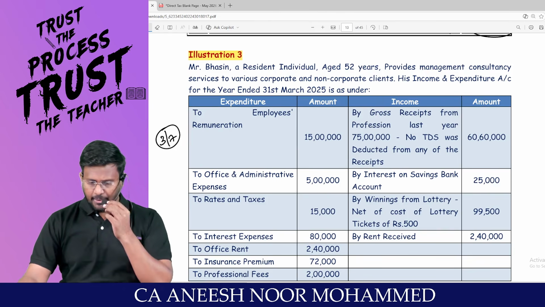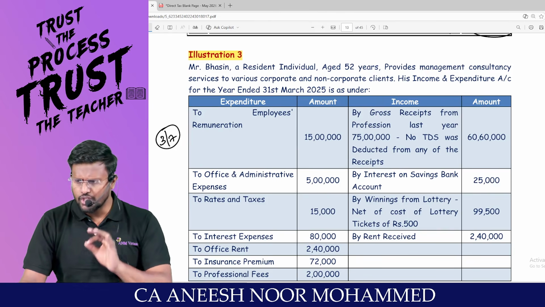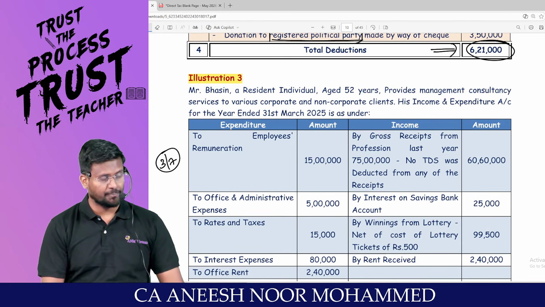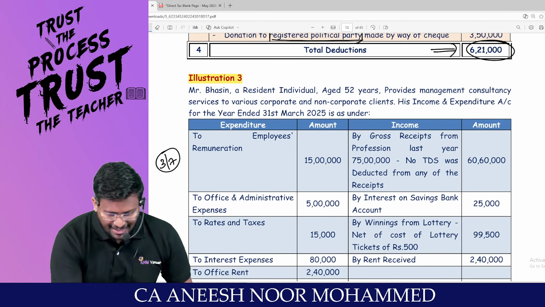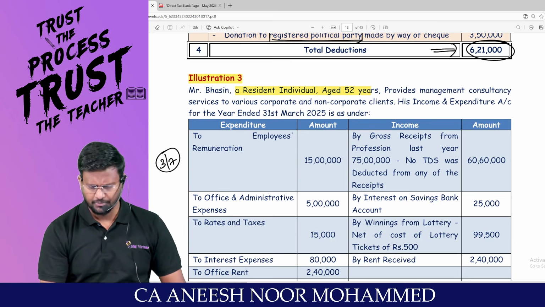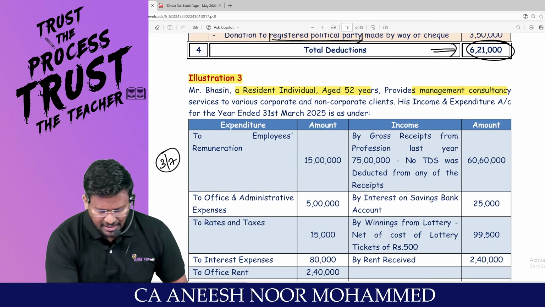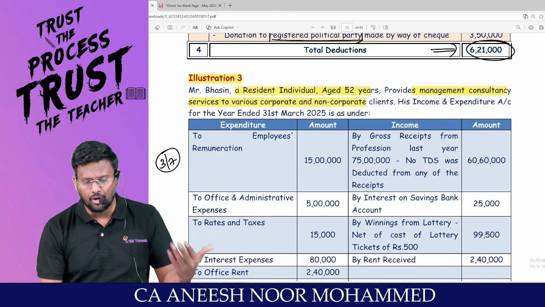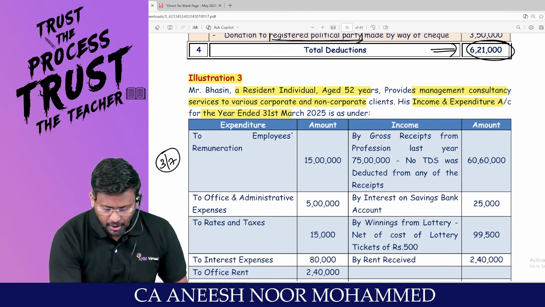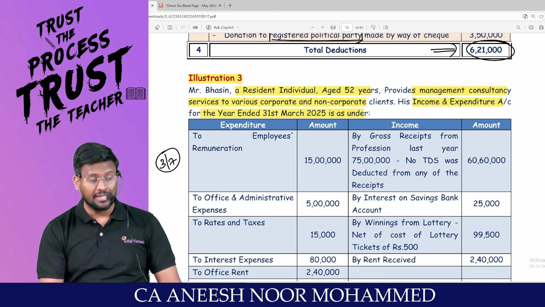Yes, sir. I believe that you would have gone through question number 1 and 2 very well. We are moving into question number 3, my dear lovable students. Mr. Bashin, a resident individual, aged 52 years, provides management consultancy service to various corporate and non-corporate clients, like a professional. His income and expenditure account for the year ended 31st March 2025 is as under.